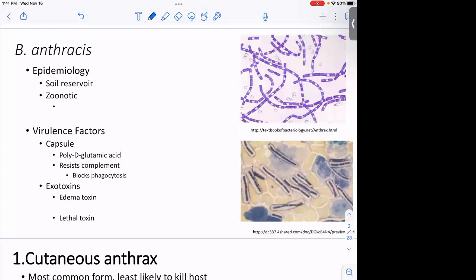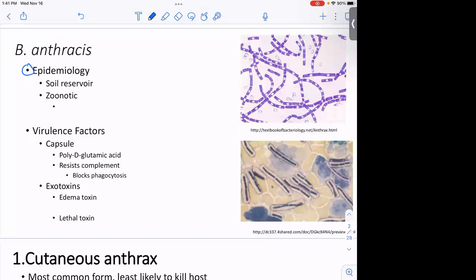So again, fairly rare in nature. The soil is a reservoir, again, in that spore form. It's more common in some areas of the world. So more common to find spores in the soil in the Middle East, for example. In the US, some areas like North Dakota, apparently it's more common for those spores to be in the soil. So this is typically a disease of farm animals, of hoofed animals.